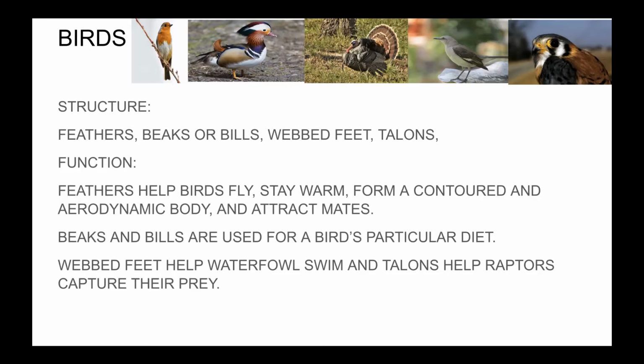But a hummingbird has a very long, narrow, tiny beak that it can put into a flower. And birds like owls and ospreys and eagles and kestrels have short, curved beaks that are very, very strong. That helps them because they're birds of prey. Web feet help waterfowl swim, and talons help raptors capture their prey.